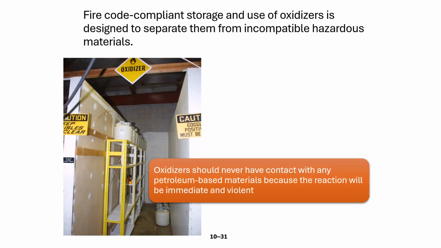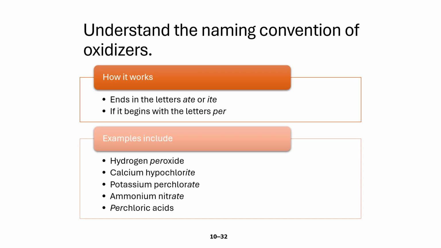Here's a good example of trying to separate materials that have been categorized as oxidizers. In this slide, they're kept separate from everything else, but oxidizers should never be in contact with any petroleum-based materials because the reaction could be immediate and violent.